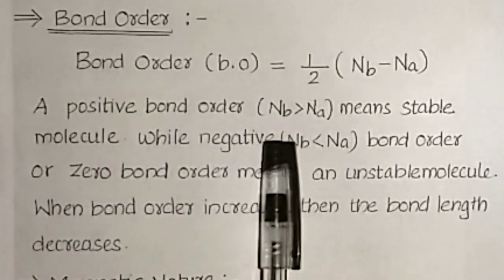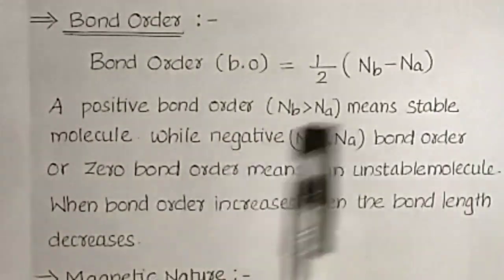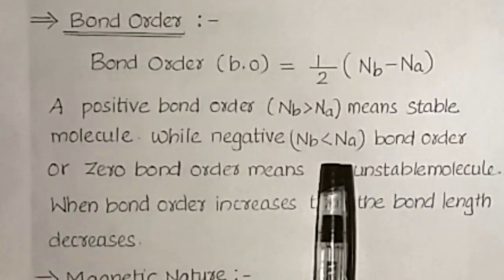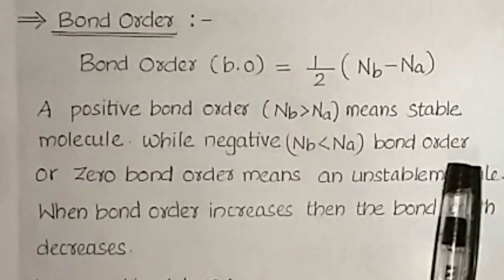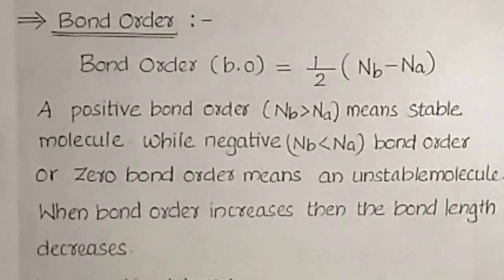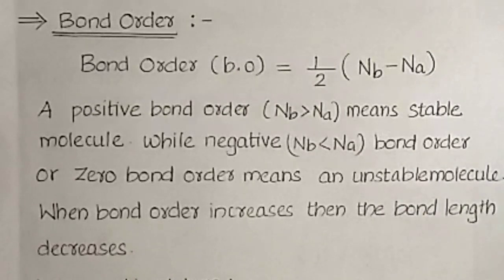A positive bond order, which means Nb is greater than Na, means the molecule is stable. While a negative bond order, that means Nb is less than Na, or a bond order of 0, means the molecule is unstable. When the bond order increases, the bond length decreases and the stability of the molecule increases.